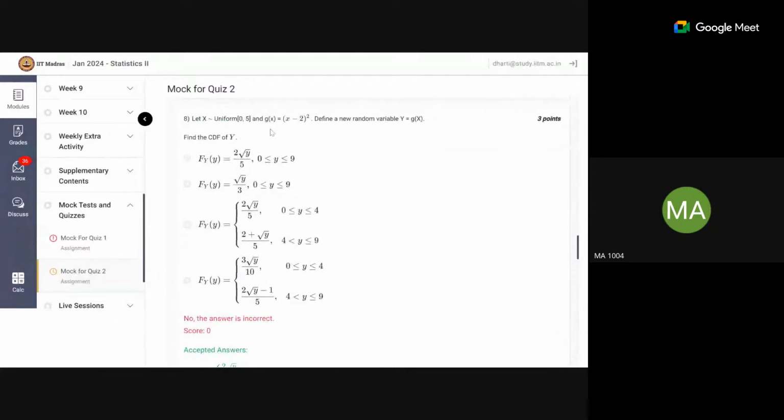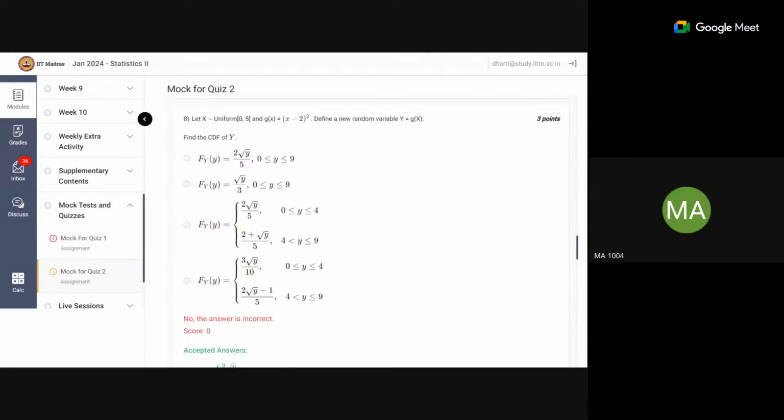Let x be a uniform random variable in the range 0 to 5 and g of x is x minus 2 the whole square. Define a new random variable y equal to g of x. Find the CDF of y. So this kind of question we have done, right? Use the monotonic PMF PDF formula.